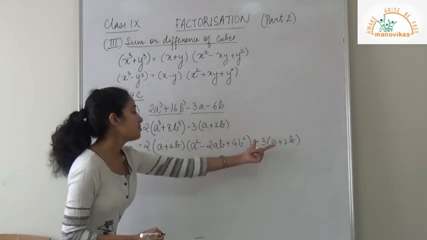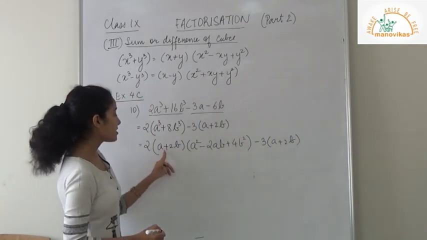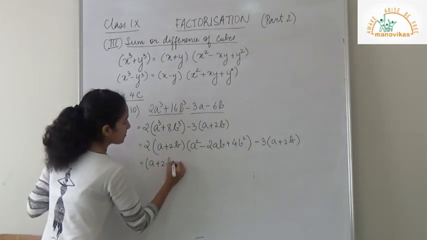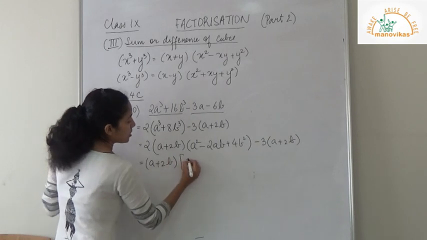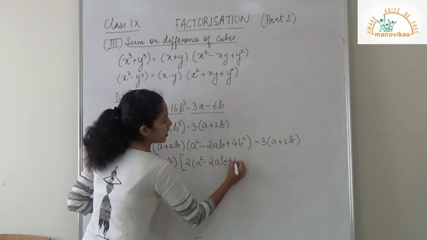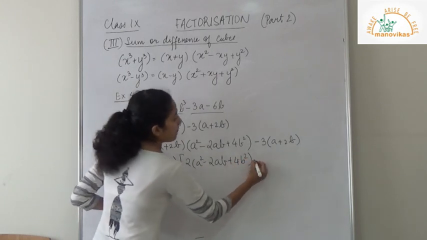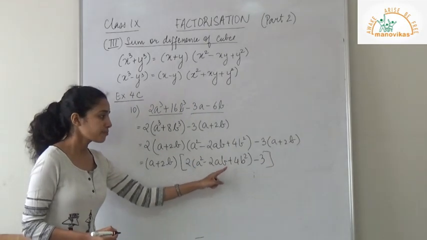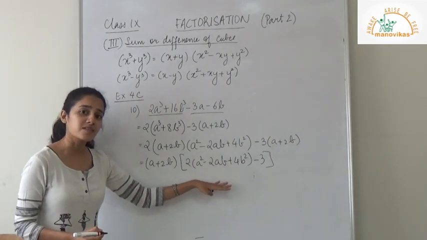Now from both these 2 terms, you will see again that a plus 2b is a common factor. So I have a plus 2b, which will be left with 2 times a square minus 2ab plus 4b square, minus 3. If you want, you can multiply the 2 inside or leave the answer as it is.